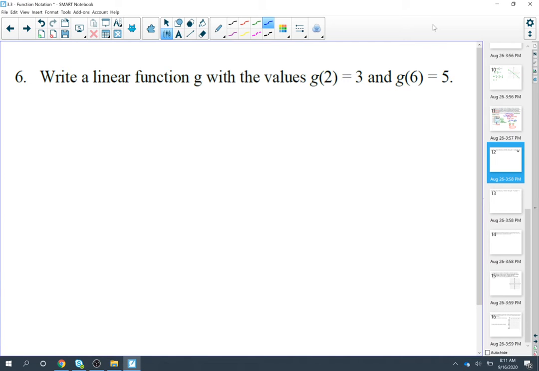Example 6. Write a linear function g with the values g of 2 equals 3 and g of 6 equals 5. Now, in order to do this, we have to remember what function notation is actually telling us. So if we're saying g of 2, remember that 2 is your input, which also represents your x, and then 3 is your output, which represents your y.